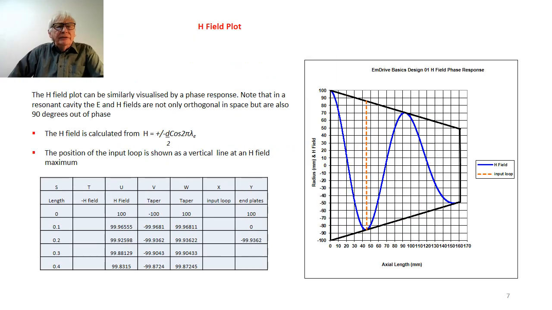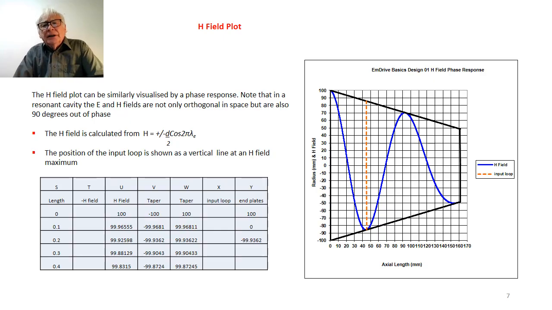So now we look at a further extension of this rather large spreadsheet by basically putting in a further 7 columns so that we can produce a visualization of the H field within the cavity. So in this resonant cavity operating in a D01 mode, the E and H fields are not only orthogonal in space, which we've talked about before, but they are also 90 degrees out of phase.